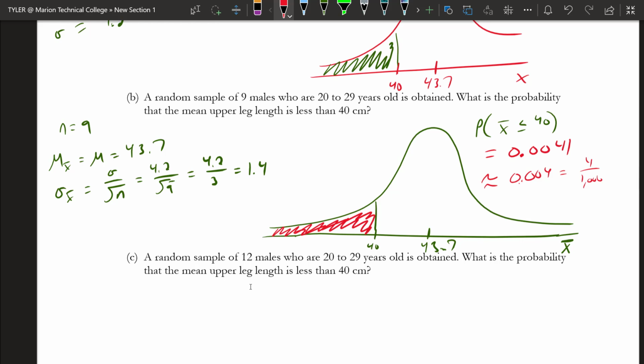So if we think about it in these terms, the interpretation of this number is: if I randomly picked 9 people and calculated the sample mean, and I did it again and again and again until I had 1,000 of these sample means, what this number means is that out of 1,000, about 4 of them are going to have a sample mean less than or equal to 40. That's the idea of what that number means.